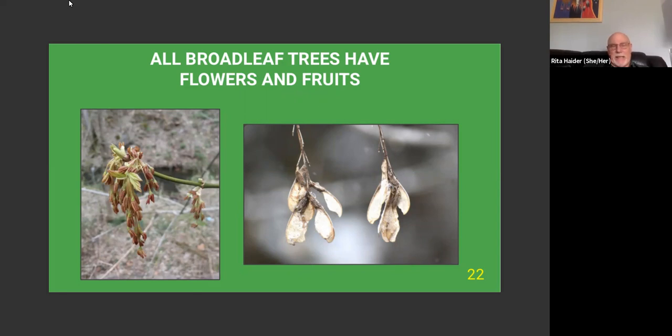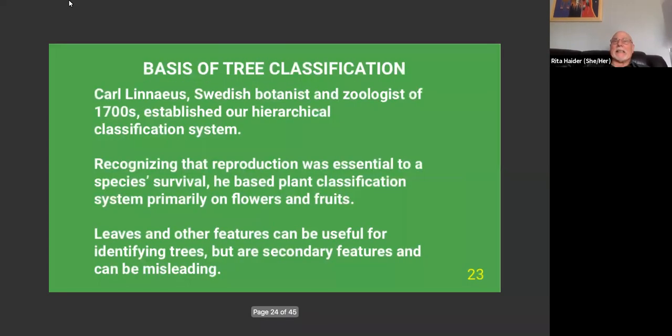These are the seeds from that same tree, or same type of tree at least. These are a type of maple seed. These are the paired seeds that you split in half and flutter down like helicopters, and the wind helps scatter them that way. But fruit and flower is a very general term in botany. It's not necessarily what we think of as fruits and flowers, but they'll all have them. And those are critical to the classification of the trees.